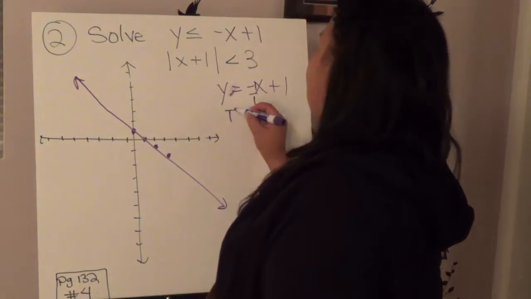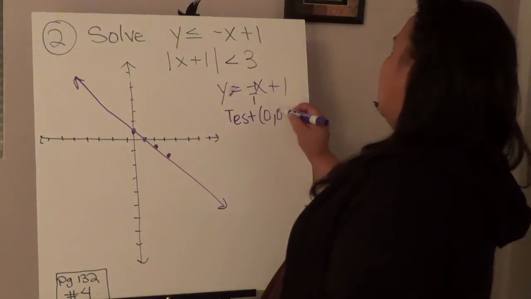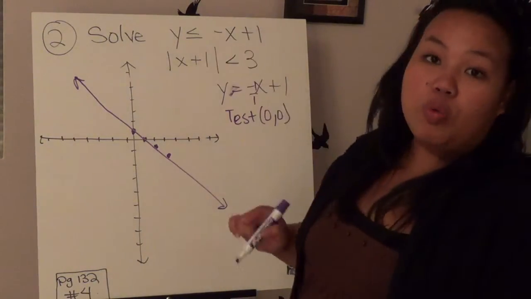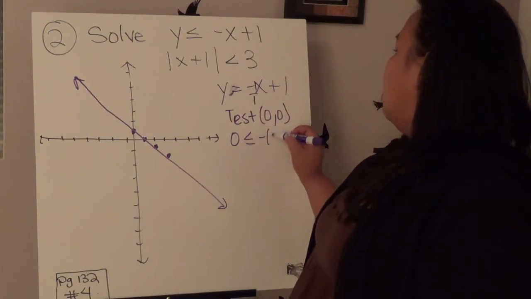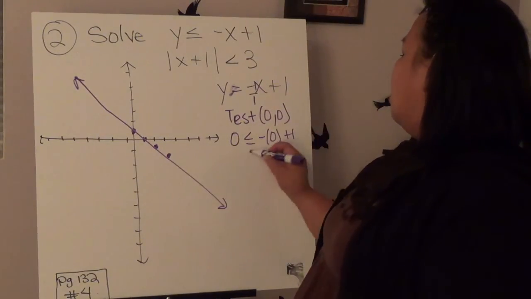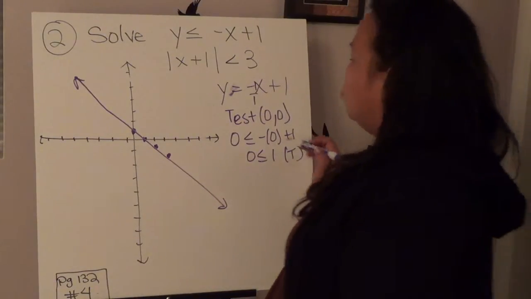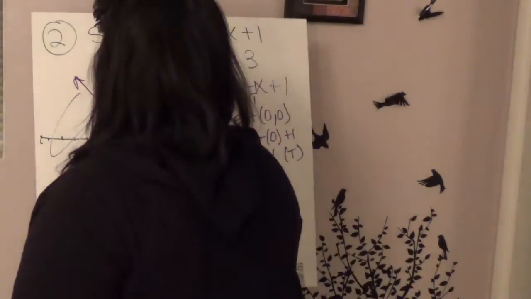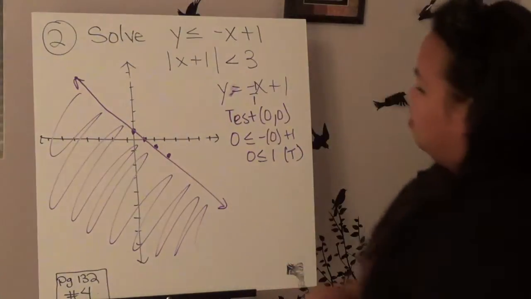Then I'm going to test 0, 0, because 0, 0 is not on there. So that means I'm going to test it into my original equation. So 0 is less than or equal to negative 0 plus 1. 0 is less than or equal to 1, and that's true. So I'm going to go ahead and shade this side.